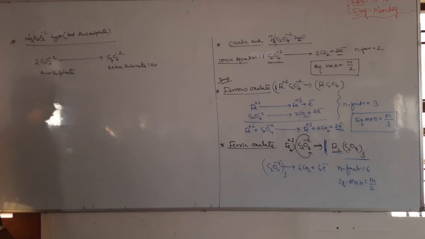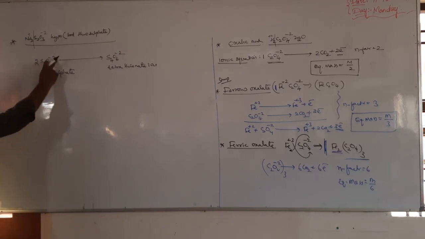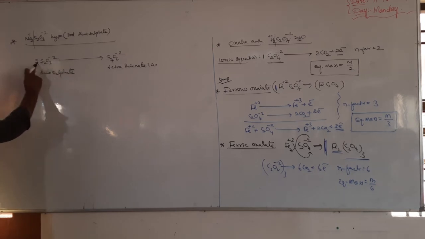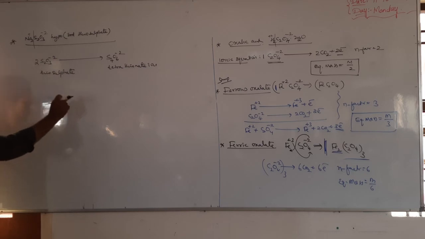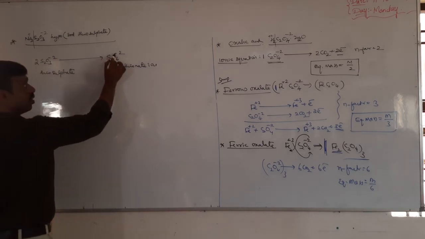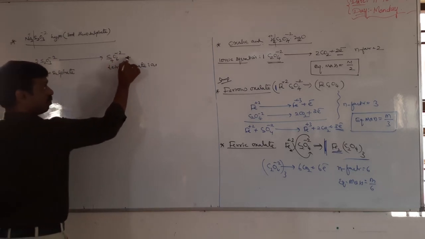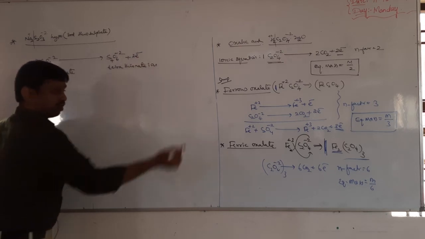Tell me, how many electrons were lost? Balance the charge. 2 twos are 4, so 4 negative charges. Here, how many negative charges? Only 2 negative charges. It means there should be 2 electrons lost.